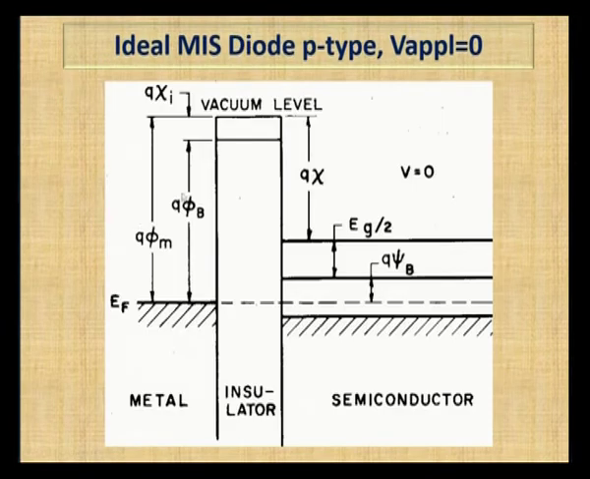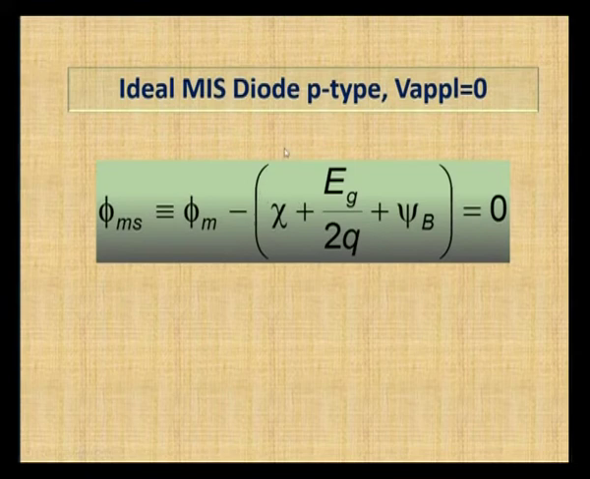Then for a p type, how does the energy band diagram look? Here the Fermi level is below the valence band. The conduction band is here, the valence band is here. We can observe in the p type semiconductor the Fermi level is below the valence band. Same thing, the barrier will have the height phi b, phi m is the work function, chi is the electron affinity, and this is the formula for the potential of a metal semiconductor of a p type: phi m minus chi plus Eg divided by 2q plus psi b, that is equal to 0.